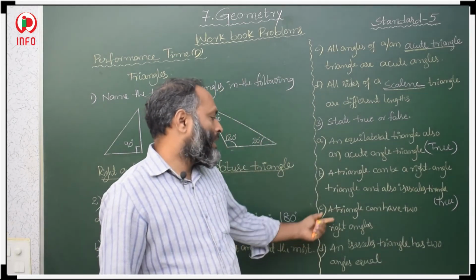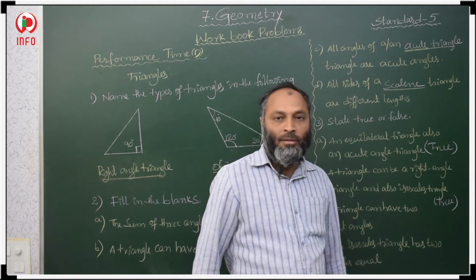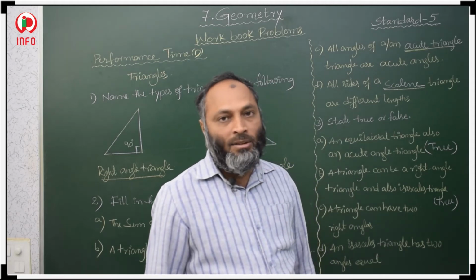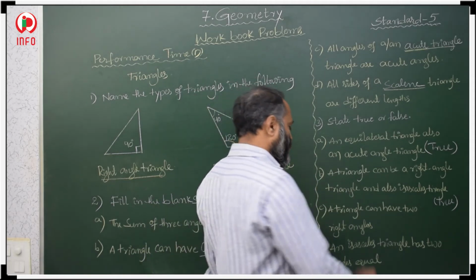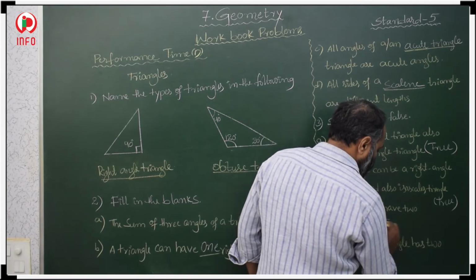The next one: a triangle can have two right angles. No, in a triangle, two right angles are not possible. We discussed this before. So it is false.